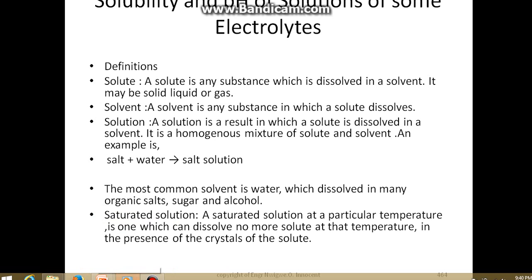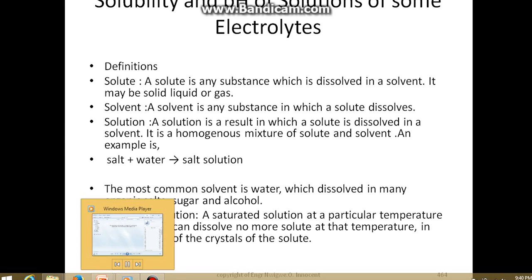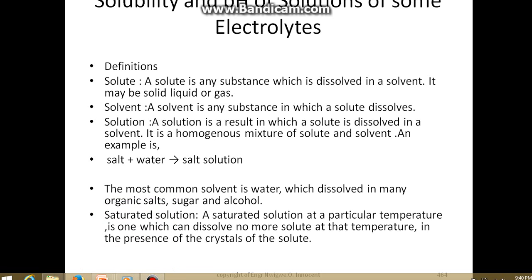Electrolytes. Definition: solute. A solute is any substance which is dissolved in a solvent. It may be solid, liquid, or gaseous. Solvent. A solvent is any substance in which a solute dissolves.